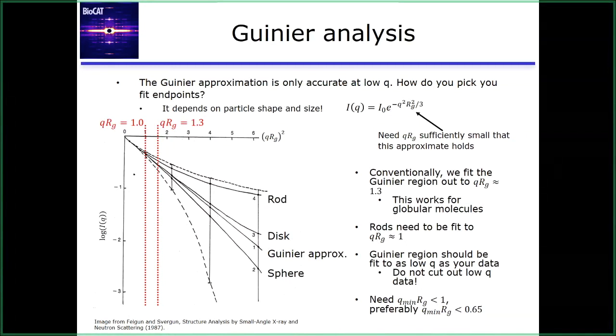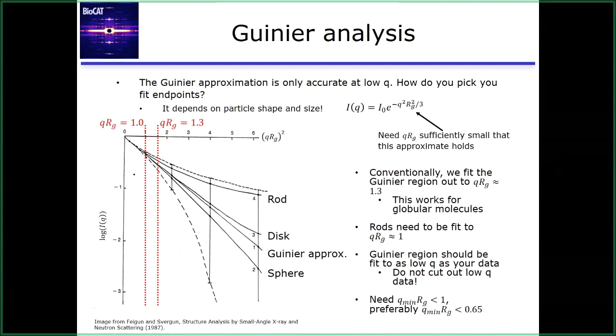What we've plotted here, from a 1987 text that's very comprehensive if you're interested, is the log of I of Q versus QRg squared. We've done that for three different shapes plus the Guinier approximation. What we're looking for is where the actual scattering profiles for the shapes start to deviate from the approximation. Typically, we say we fit the Guinier range to a QRg of about 1.3.